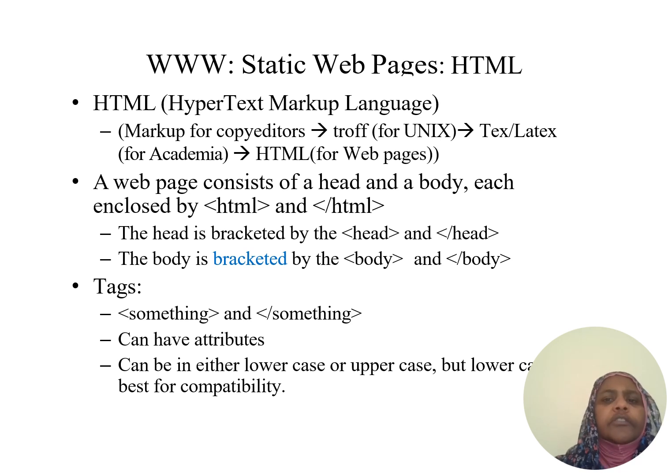Web pages consist of a body and a header. Each is enclosed by brackets HTML and brackets /HTML. The header is enclosed by brackets head and /head. The body is bracketed by brackets body and brackets /body. The brackets and slash brackets are called tags, and they can have attributes, and they can be in lowercase or uppercase, but lowercase is best for compatibility.